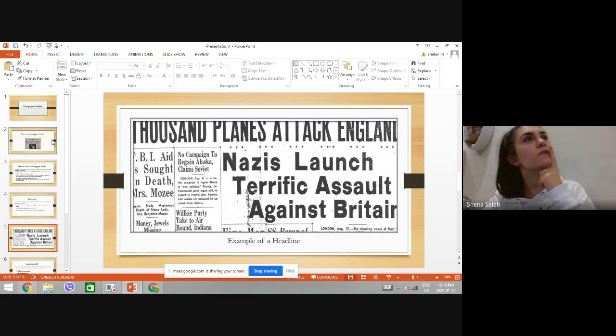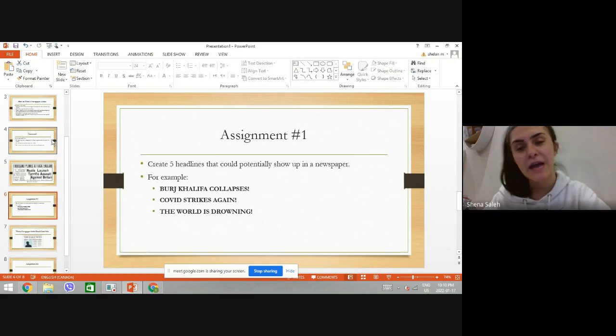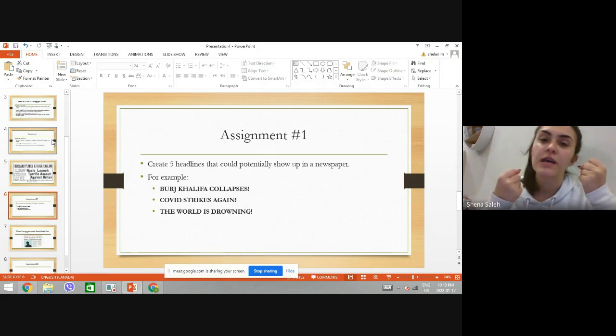Or we should do it now. Let's do the assignment now. So we have an assignment right here. Since we know that headlines should have snappy, quick information to grab the reader's attention, I want you to create 5 headlines that could potentially show up in a newspaper.